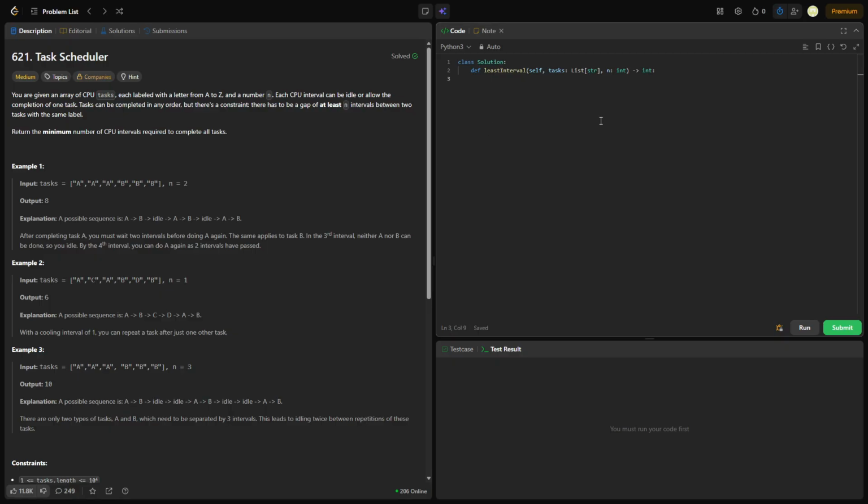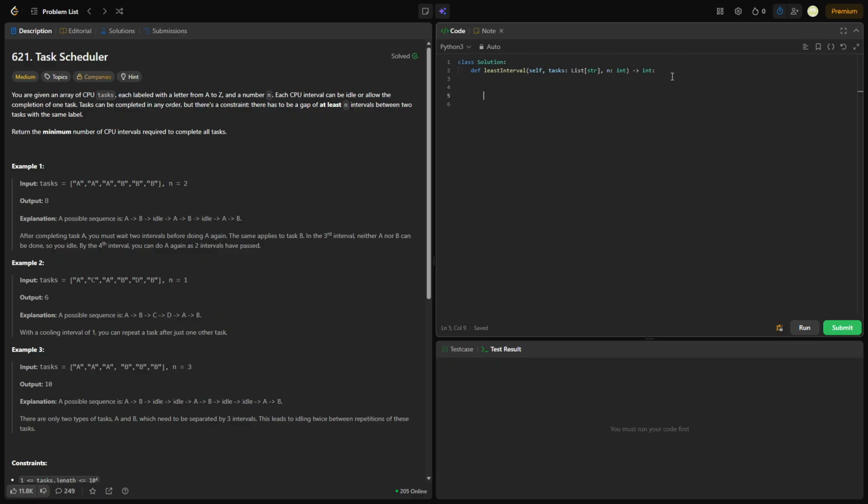Okay, so basically, we're given these tasks and an integer n as inputs. Really what it's saying is, in example one, let's say we use an A. We have to wait two intervals, 1, 2, before we can use an A again. So now we can use an A again. Likewise, if we use a B, we have to wait 2 intervals before we can use a B again.